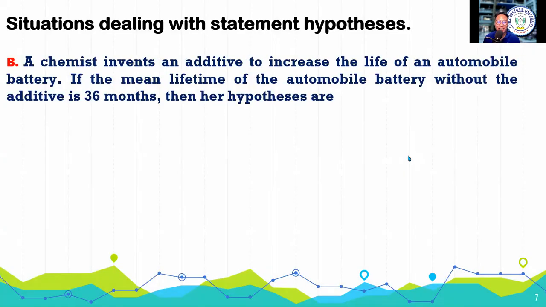Okay, anyway, let's have another example. Let me read to you example 2. A chemist invents an additive to increase the life of an automobile battery. If the mean lifetime of the automobile battery without additive is 36 months, then the hypotheses are, what's our null hypothesis? Very good. Mu equals 36. Good job, Jarek and Michaela. And what's our alternative hypothesis?